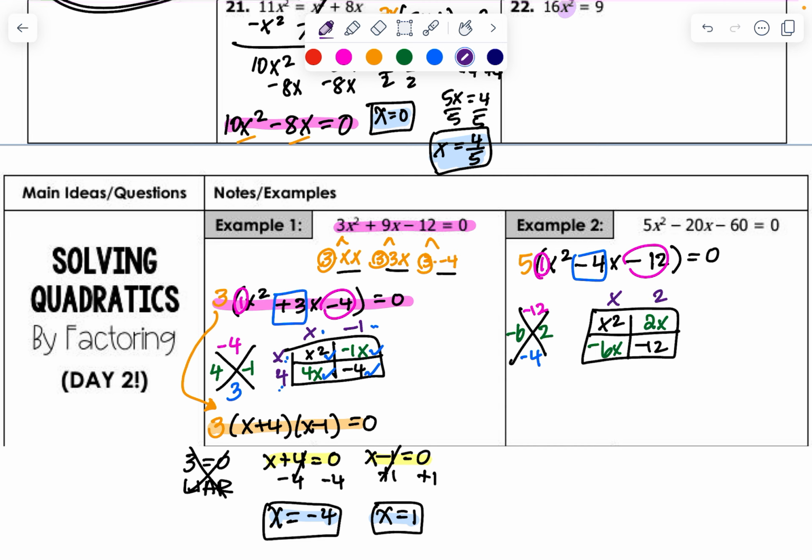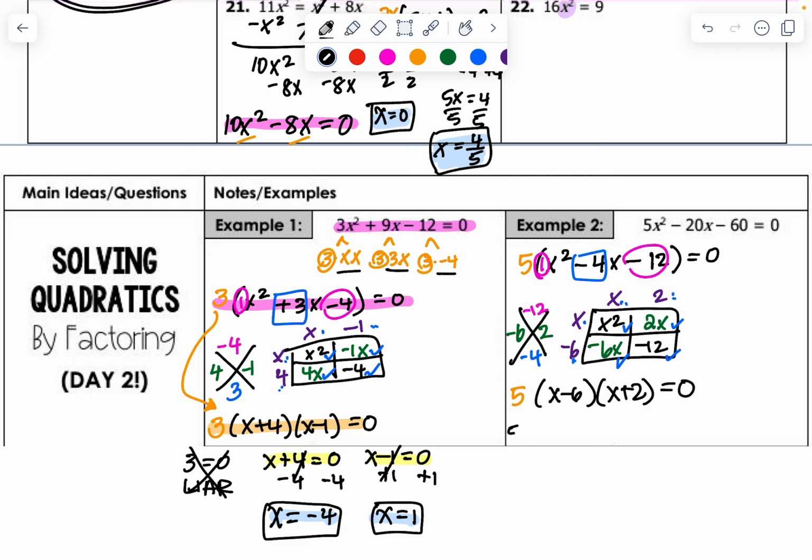X, 2, x, negative 6. Let's check. X times x, x squared, x times 2, 2x, negative 6 times x, negative 6x, negative 6 times positive 2, negative 12. Let's rewrite our equation, which was 5. Instead of that one big parentheses, I can break it into 2. X minus 6 and x plus 2.